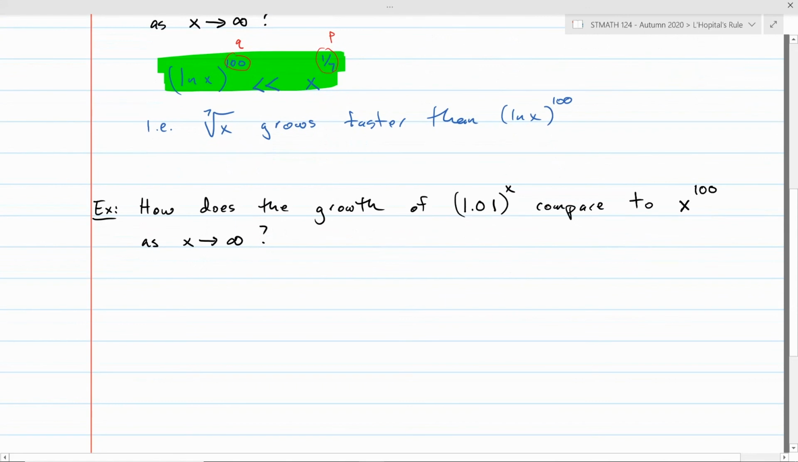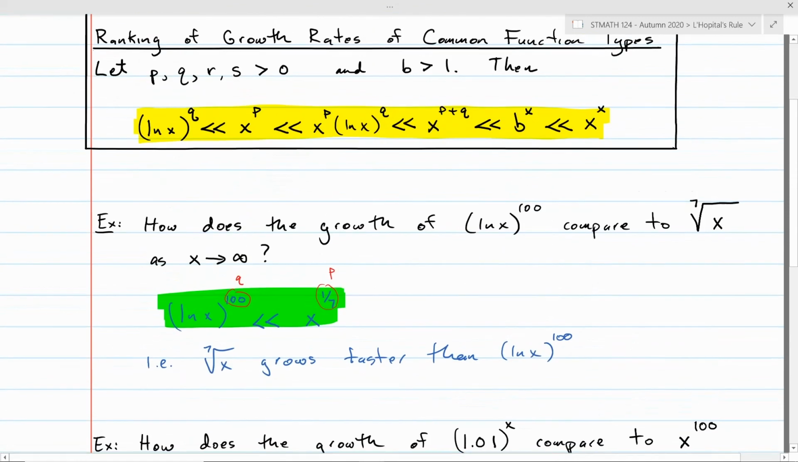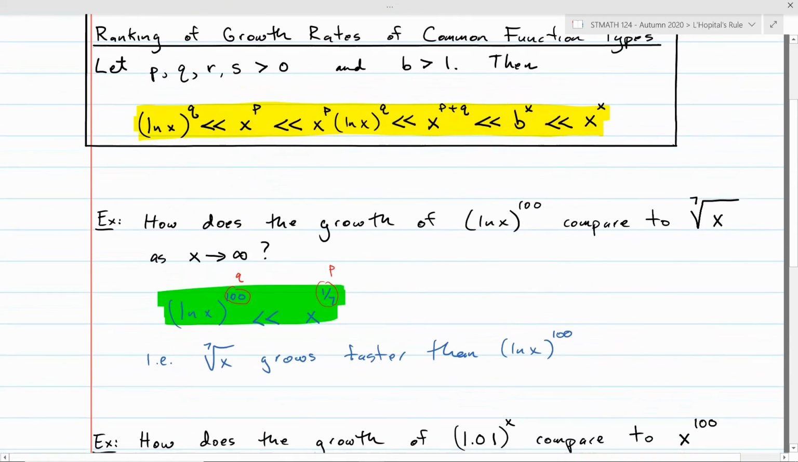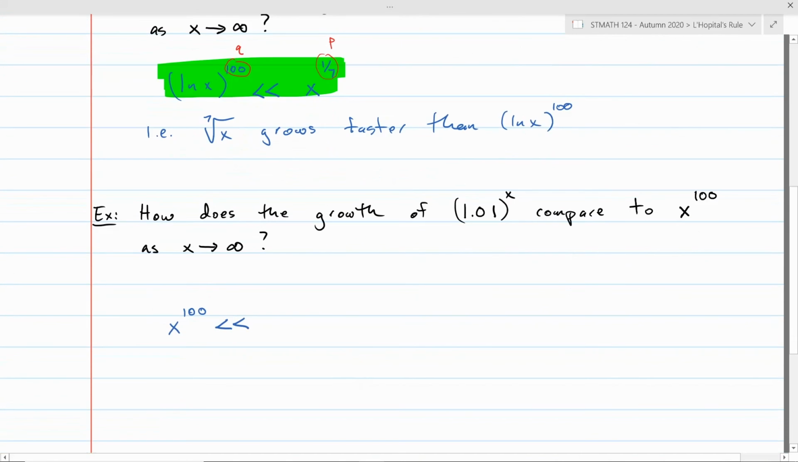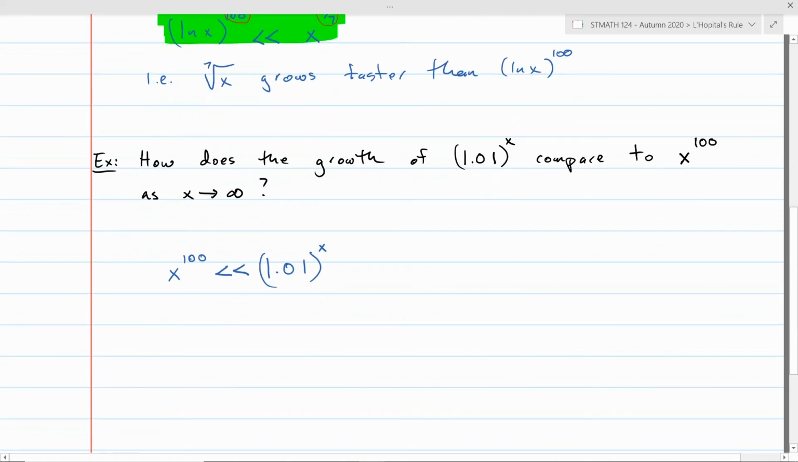And then how does the growth of the exponential function 1.01 to the x compare to x to the 100th as x goes to infinity? Well, x to the 100th is a polynomial-type term, like the x to the p up there. So we're comparing x to the p with something of the form b to the x, and we know that b to the x grows faster. It doesn't matter that the base was just a little bit bigger than 1. Eventually, the exponential wins the race. So that's your comparison there.